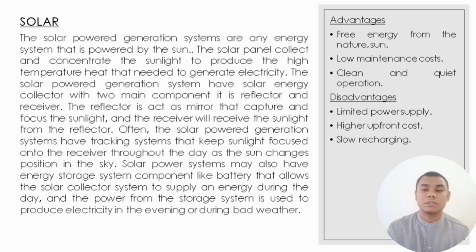For solar power generation system, the solar power generation systems are any energy system that is powered by the sun. The solar panels collect and concentrate the sunlight to produce the high temperature heat needed to generate electricity. The solar power generation system has a solar energy collector with two main components: a reflector and a receiver.